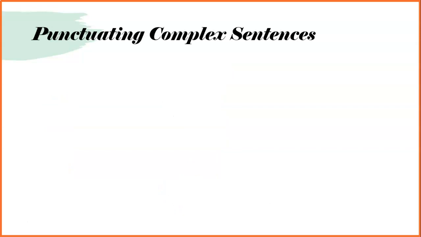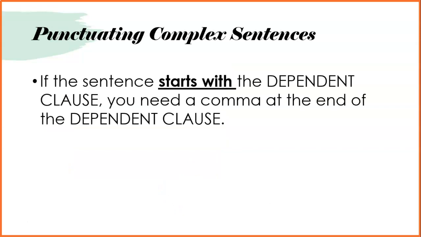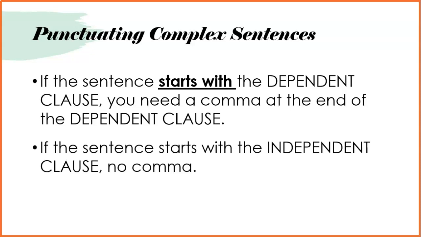So here's our rule for punctuating complex sentences. If the sentence starts with the dependent clause, you need a comma at the end of the dependent clause. If the sentence starts with the independent clause, you don't need a comma. So again, if the dependent clause, the little girl, is at the front of the sentence, you need a comma at the end of the dependent clause. If the sentence starts with the independent clause, so grandma's in the lead, you don't need any comma.